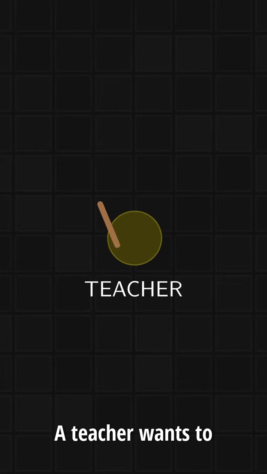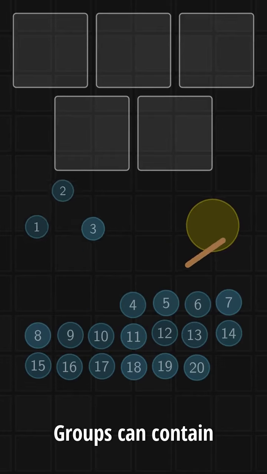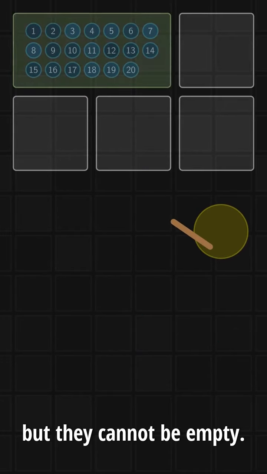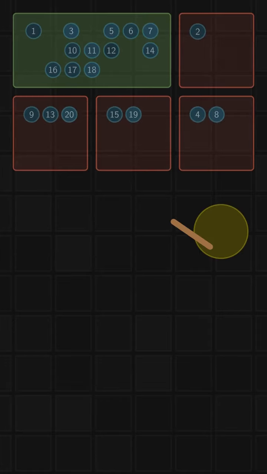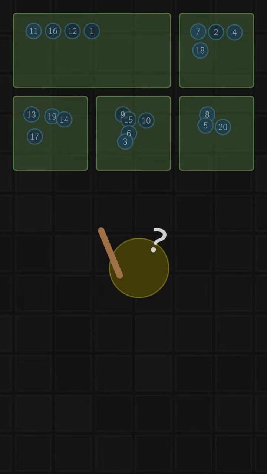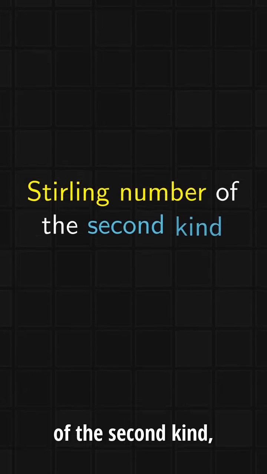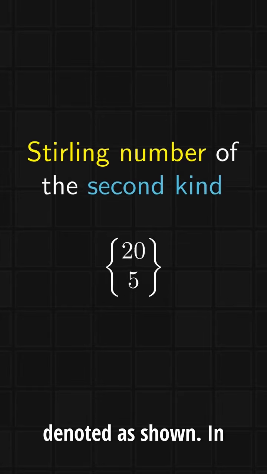A teacher wants to divide his 20 students into 5 groups for a project. Groups can contain any number of students, but they cannot be empty. In how many ways can this be done? Well, the answer is given by the Stirling number of the second kind, denoted as shown.